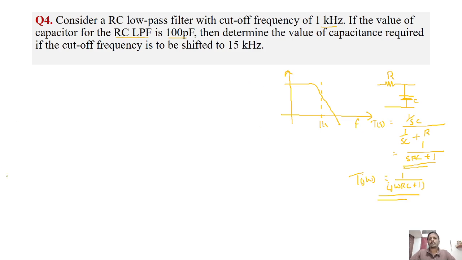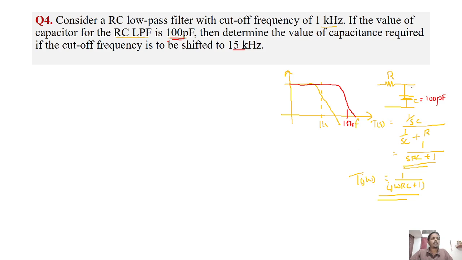Okay, now the question is that we need to design. The value of C is given, and we need to determine the value of capacitance required if the cutoff frequency is to be shifted to 15 kilohertz. So already it's 1 kilohertz. The question is to design the circuit such that the filter cutoff is now shifted to 15k. The value given here is the capacitance, 100 picofarad. So we need to find the new capacitance.